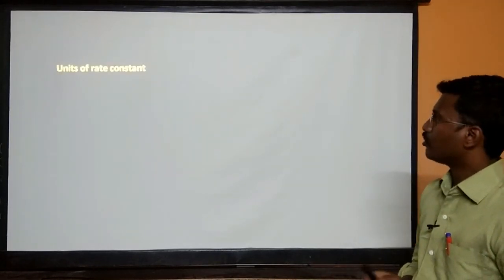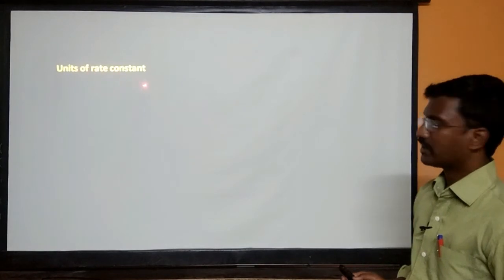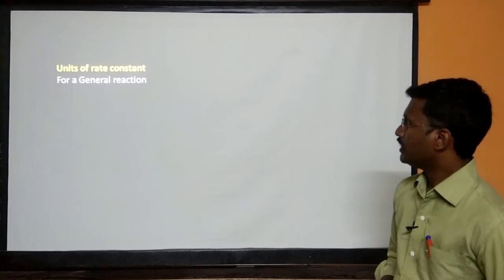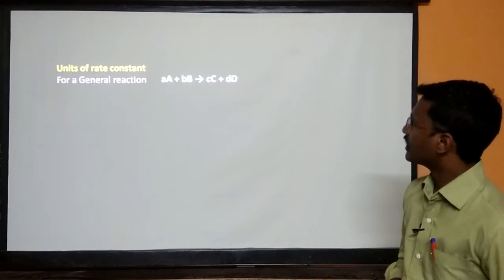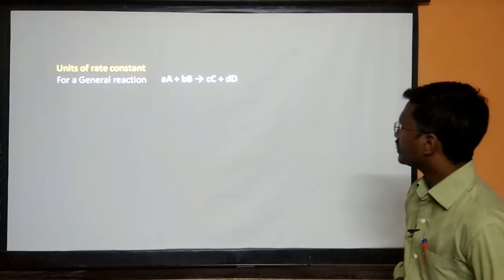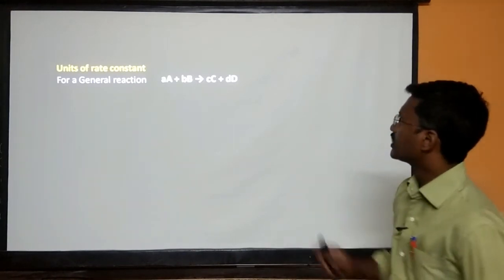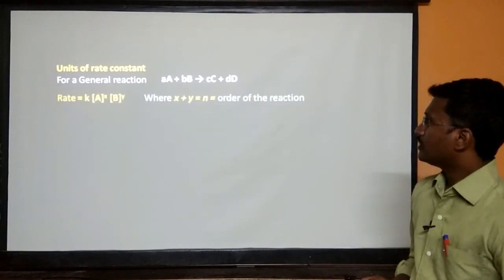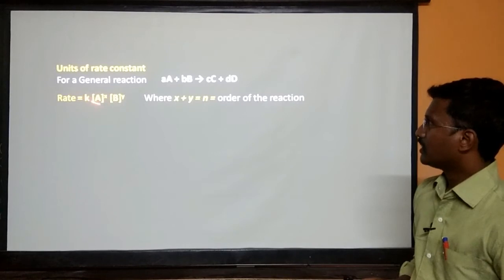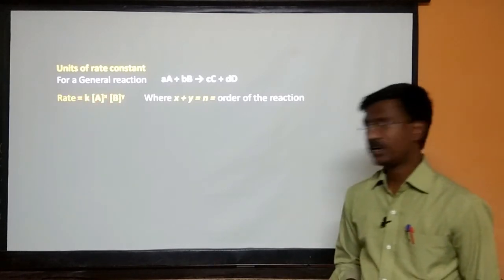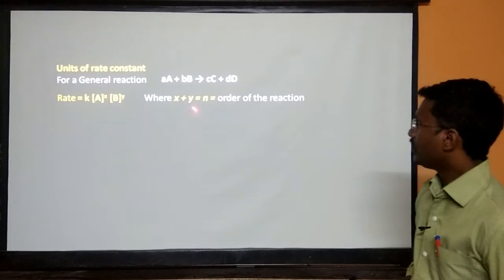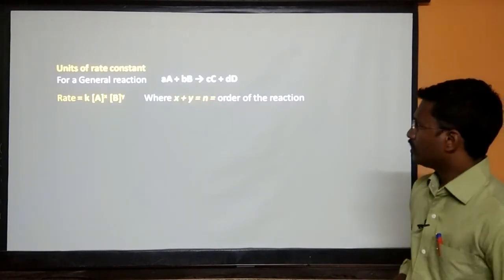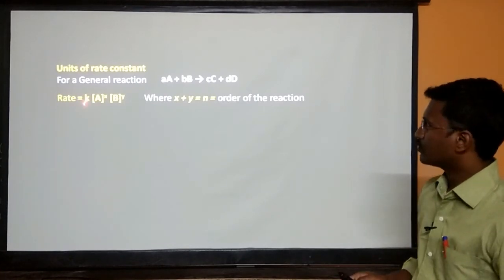Next one, which is important, is the SI unit of rate constant. Rate constant is nothing but K. K is called the rate constant. Consider the general reaction once again, A plus B gives C and D. Here the rate expression is: rate is equal to K times the concentration of A and B with exponents X and Y, where X plus Y is equal to N, where N is nothing but the order of the reaction.